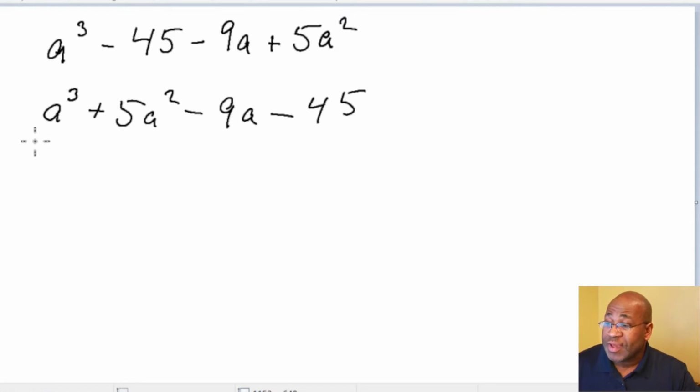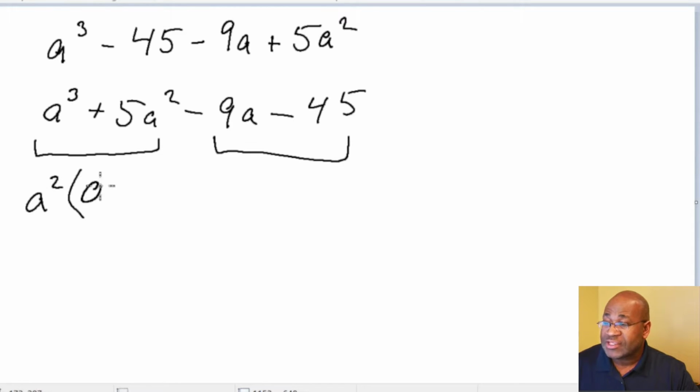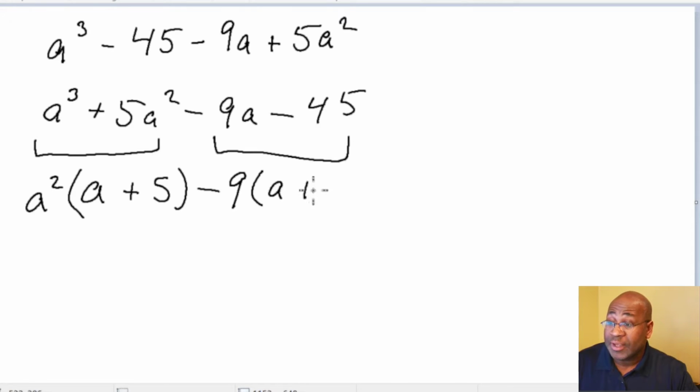So with the grouping method, we pair off the terms. First pair has a common factor of a squared. Factor out a squared, we'll have a plus 5. Bring down the minus sign. The second pair of terms has a common factor of 9. So extract the 9, and then that gives us a plus 5. Since we're factoring out negative 9, we change the signs.